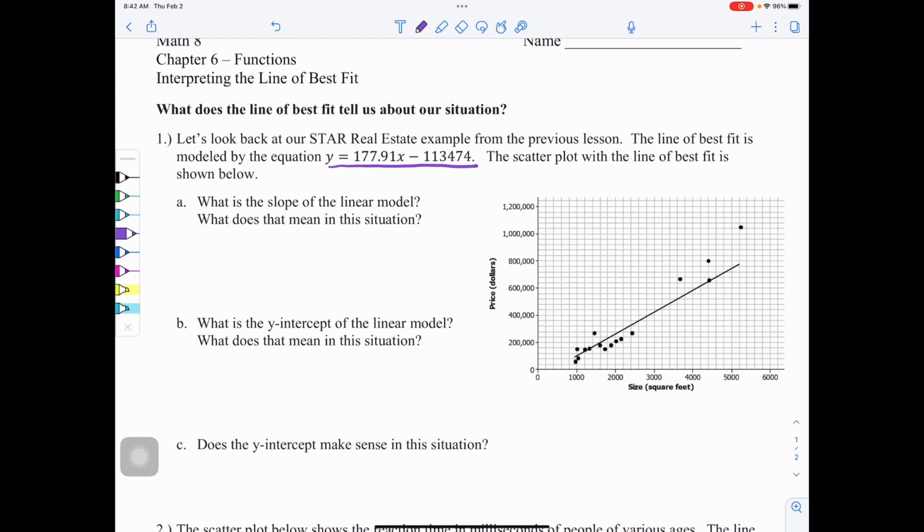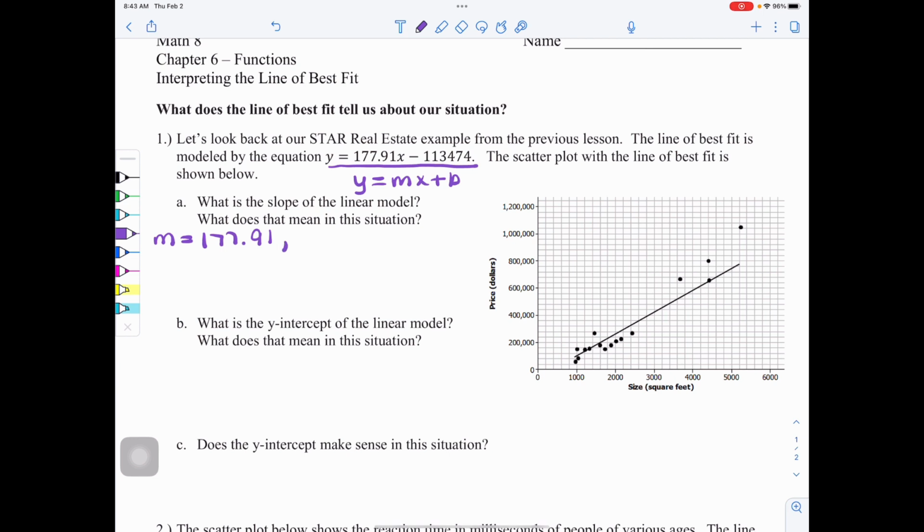So A, what is the slope of the linear model? Let's first identify the slope. If I look at the equation, we're following that general form y equals mx plus b. If that's the case, then my slope should be 177.91. Now, what does that mean in terms of the situation? Remember from our scatter plot, we were saying as the size or square footage increases, the price of the home also increases. So this number is breaking it down and really giving us a specific number to describe.